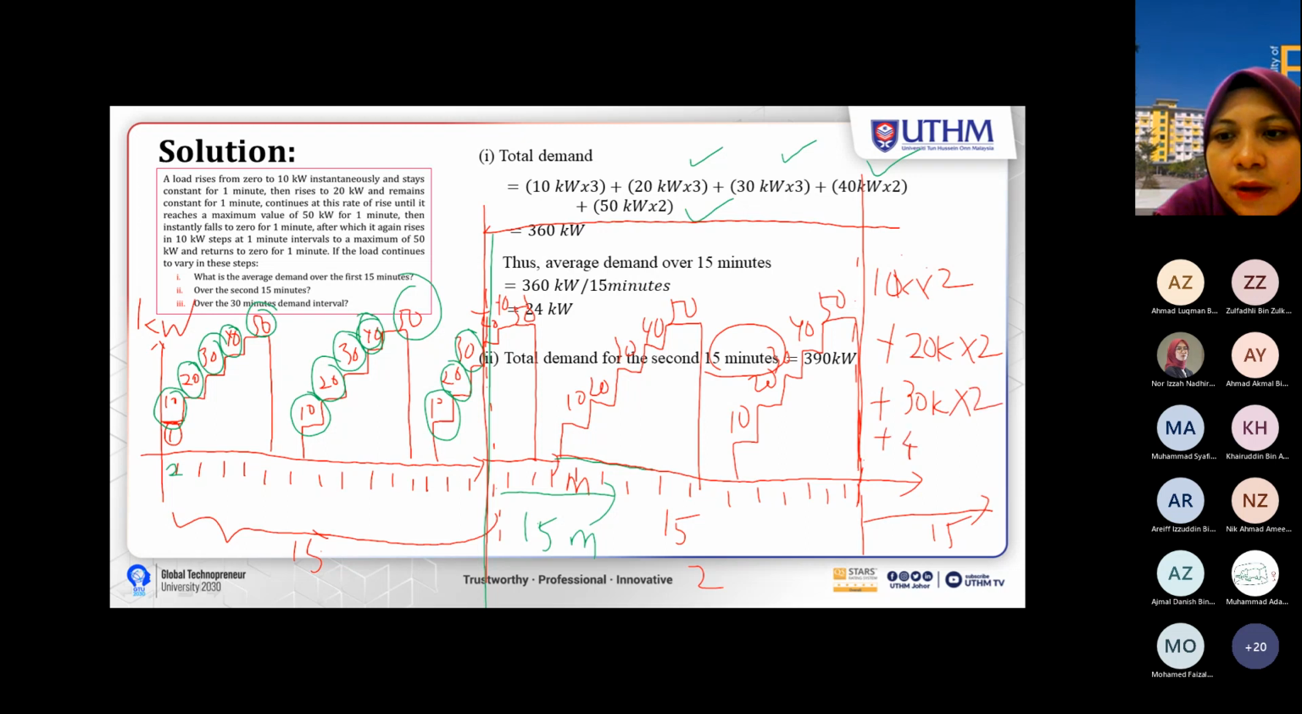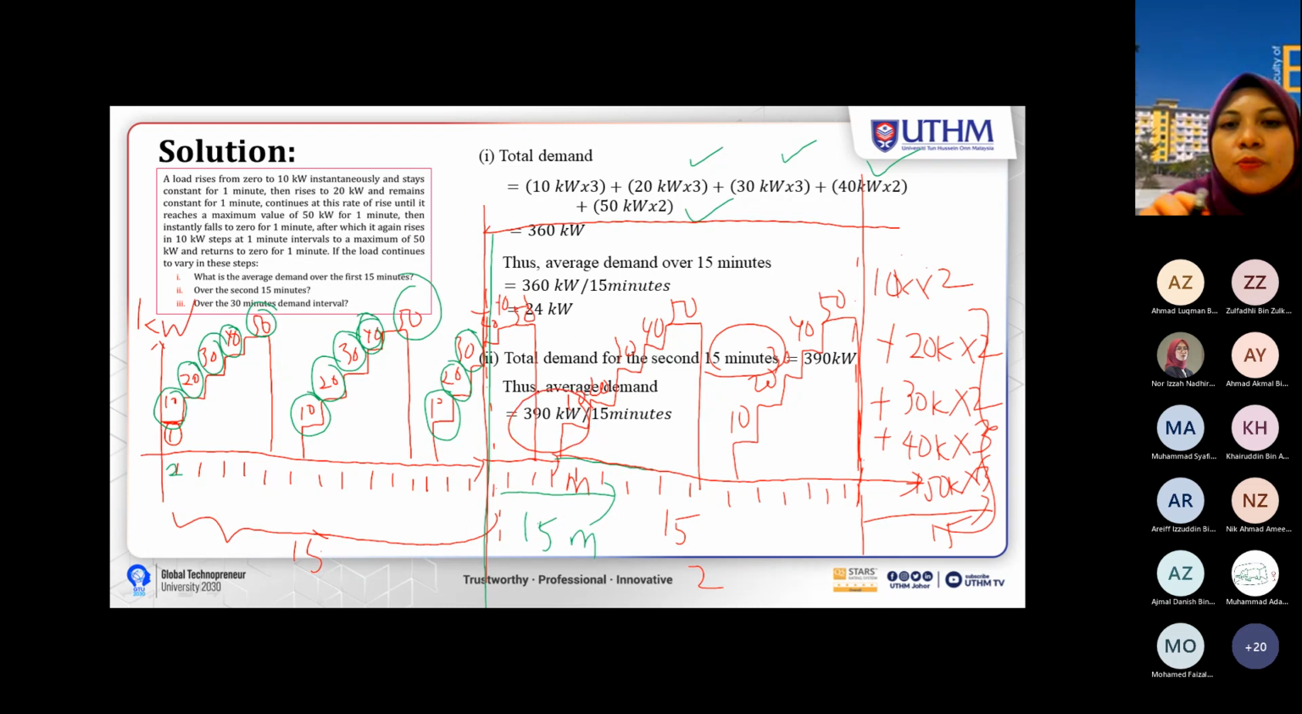Campur 40 ada berapa? Campur 50 ada berapa? So, bila awak kira ni semua, awak akan dapat 390. Cuba buat nanti. Lepas tu bahagilah dengan minit dia, 15. So kilowatt meter bahagi yang 15, you akan dapat jawapan dia adalah 26 kilowatt. So the first tadi 24, the second is 26 kilowatt.